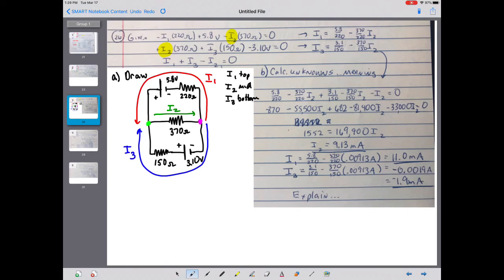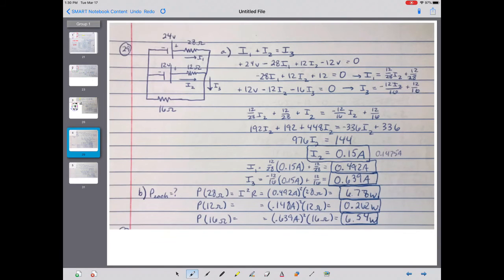I1, 11 milliamps. That's what's going to be flowing through that top branch where the red is, going around counterclockwise from the pink dot to the green dot. I2, 9.13 milliamps. It's going to be going from left to right across the middle branch. Okay, and then I3, negative 1.9 milliamps. Well, the negative means the way that we denoted the current on the diagram is opposite to the way it is actually flowing. So then it would be starting at the green dot, flowing through the lower branch around to the pink dot, going in what would be a counterclockwise direction.